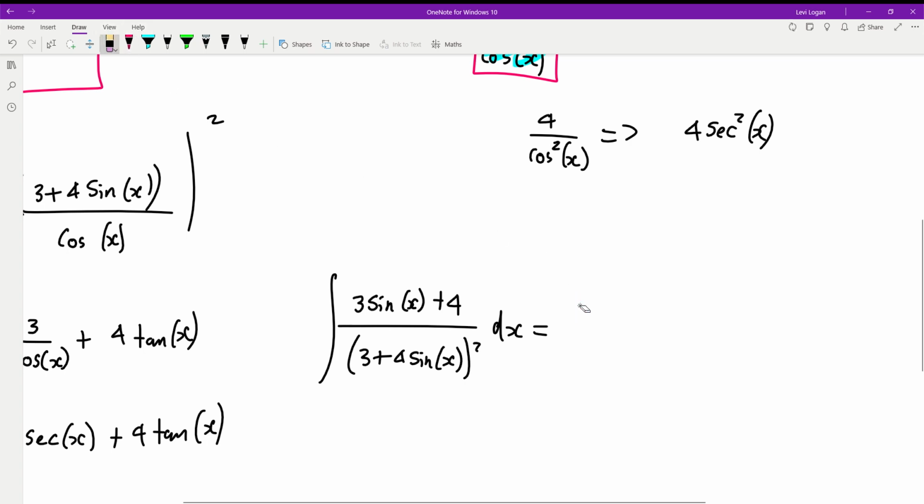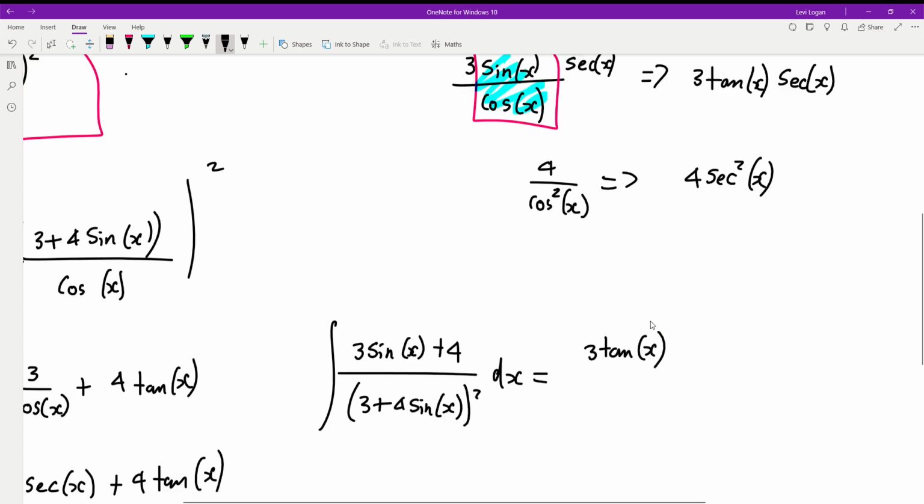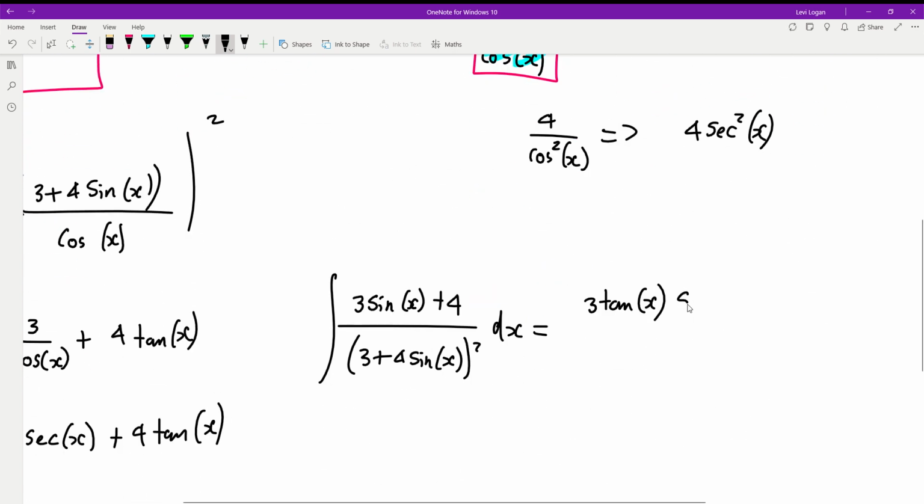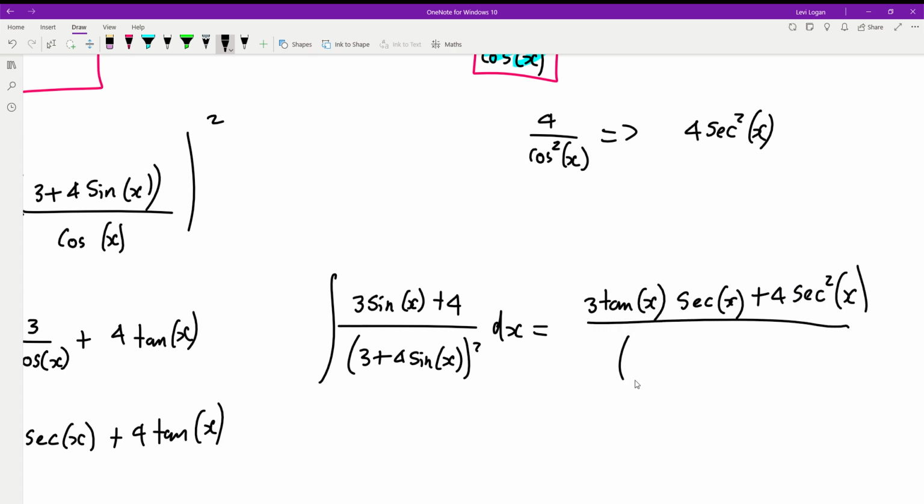So 3 tan x sec x plus 4 sec squared x, all over this guy, which we just wrote over here, which was 3 sec x plus 4 tan x all squared, with the integral sign in front.